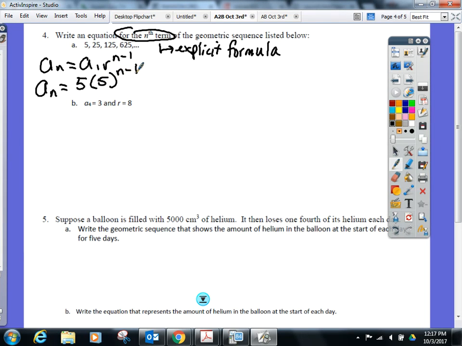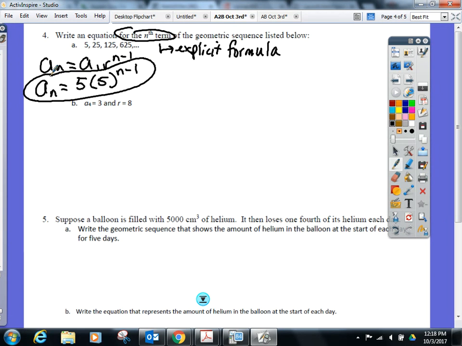To the n minus 1, we don't plug in for n. Rookie mistake about to happen. You know what a lot of kids try to do, which is incorrect right now. They try to go that extra step and multiply the 5s. Nope, we're done. That's the equation for the nth term of that sequence. I do not multiply those 5s together.